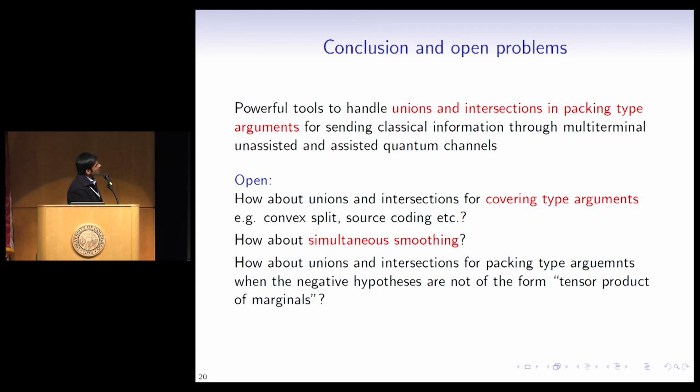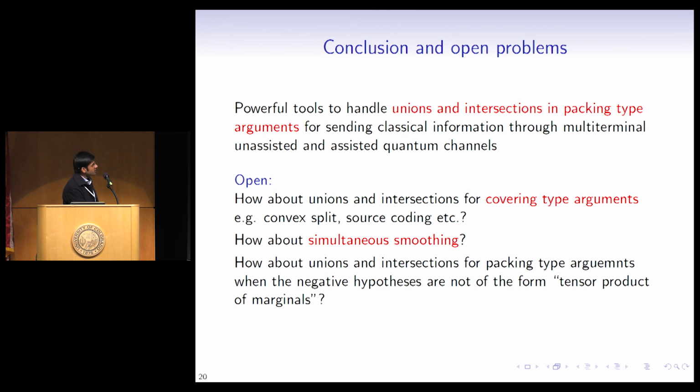So what is open is, how about unions and intersections for the covering type arguments? Now, covering type arguments cover a lot of the source coding problems. So the best known result for source coding problems is the convex split lemma by Anshu and Jain. And this makes use of pre-shared entanglement, so this is not an unassisted result. Okay, so the author has some non-trivial results under this covering type scenario also, but they are not good enough currently to obtain simultaneous smoothing.